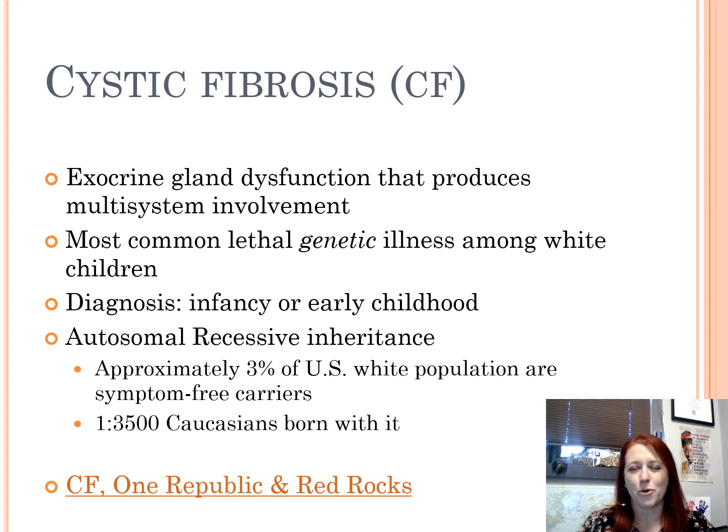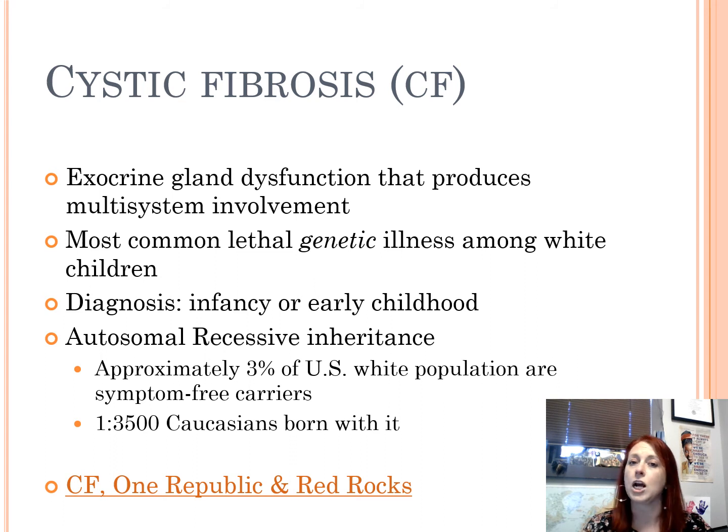All right, cystic fibrosis. So this is the last disorder we're going to talk about in this section here. This is an exocrine gland dysfunction. It is a multi-system problem. It causes problems throughout the entire body. It is the most lethal genetic disorder amongst white children, so Caucasian families that we see this with, though we do see some populations in the United States that have mixed inheritance. Approximately 3% of the U.S.